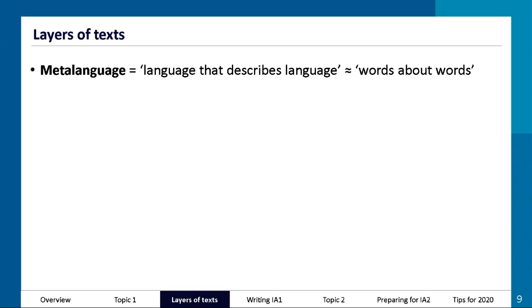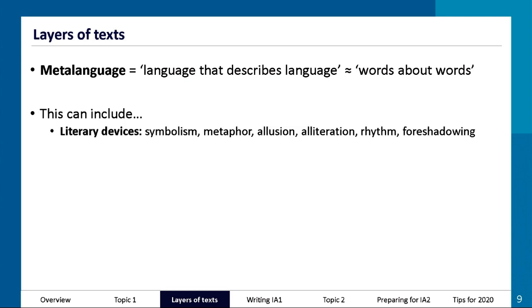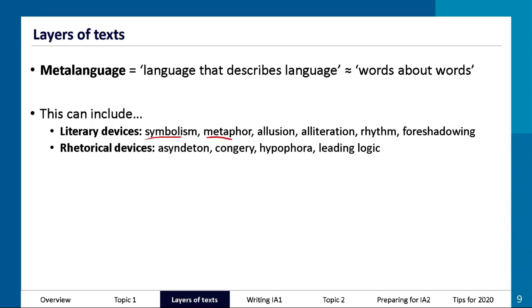If you haven't looked at this directly in class before, you will have looked at it indirectly, and this is something that all teachers will expect of you in your writing pieces. There are a couple of different categories of meta-language. A really easy one that you will hopefully have heard of, literary devices, so things like symbols, metaphors. There are some more complicated examples, rhetorical devices.